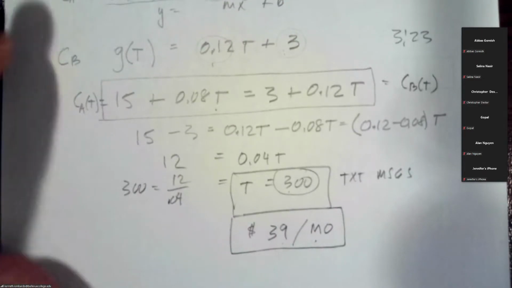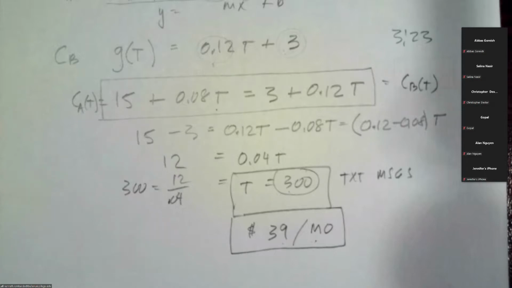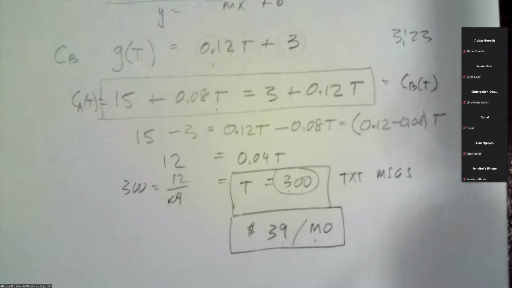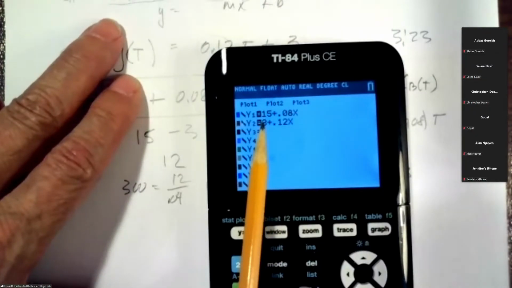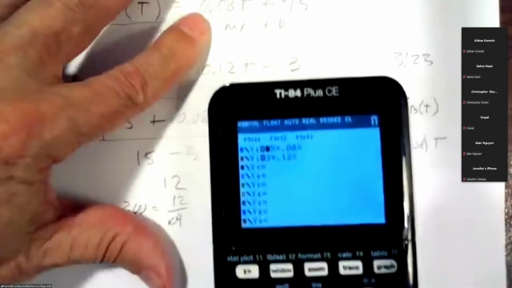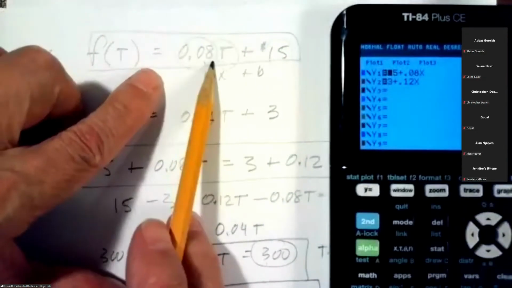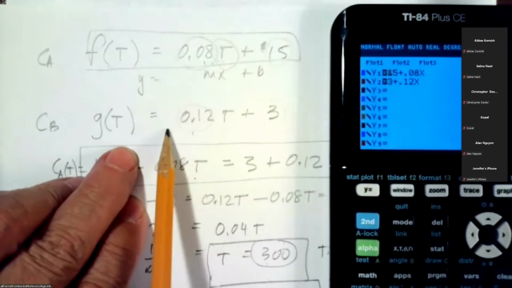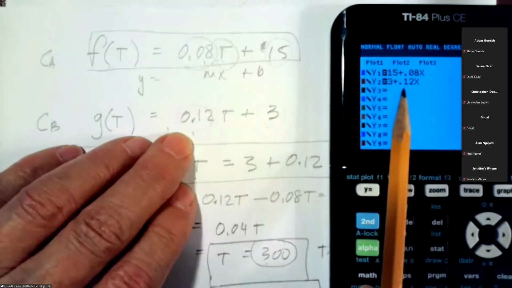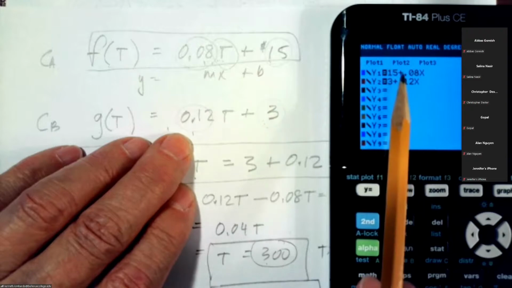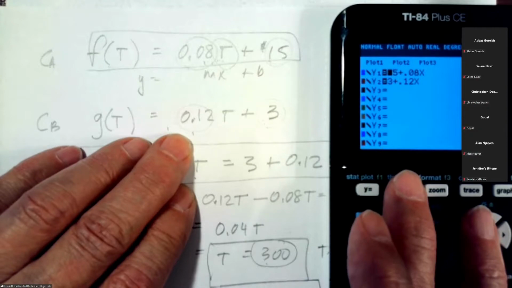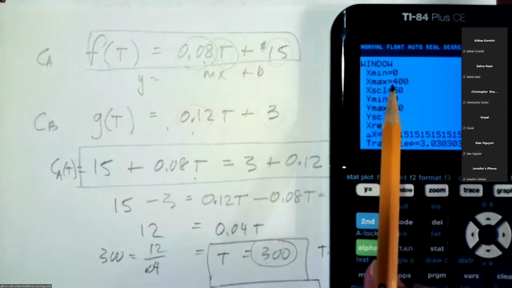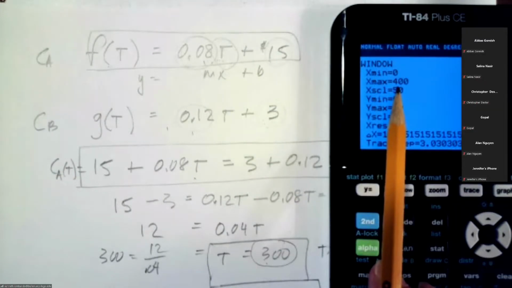Now we could also use our TI-84 to calculate this, couldn't we? Let's say that we put in Y1 in our TI-84 as 15 plus 0.08x, which is this equation here. And the second equation is 3 plus 0.12x. So we have both of our equations in, and then we need to set up a window. We said text messages might go from 0 to 400.